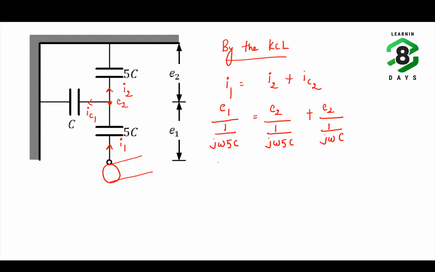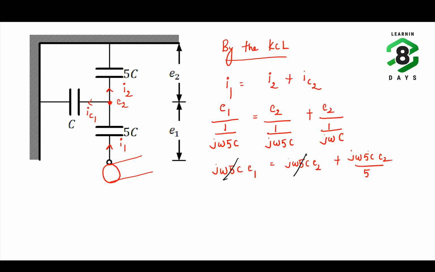So if you simplify this, what you are going to get is j omega 5C E1 equals j omega 5C E2 plus j omega 5C E2 divided by 5. I am multiplying and dividing by 5. So if you cancel the terms, what you are going to get?